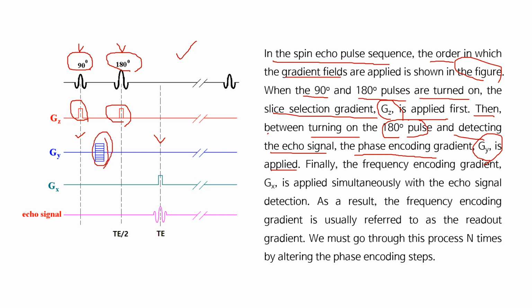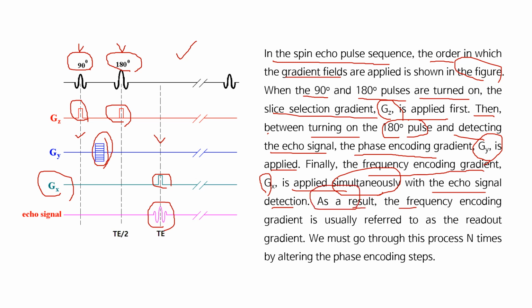Finally, the frequency encoding gradient Gx is applied simultaneously with the echo signal detection. At this moment, we apply the frequency encoding gradient, then we can get the echo signal. As a result, the frequency encoding gradient is usually referred to as the readout gradient, because at this moment the signal is obtained.